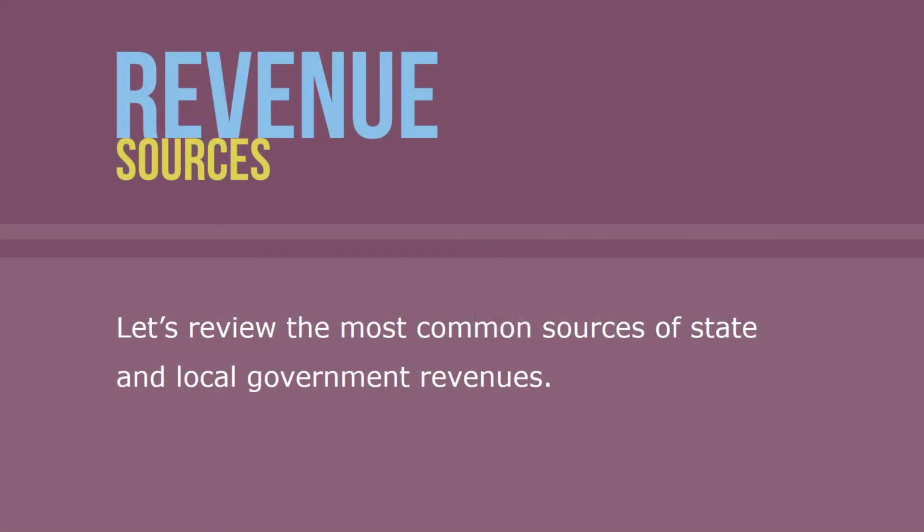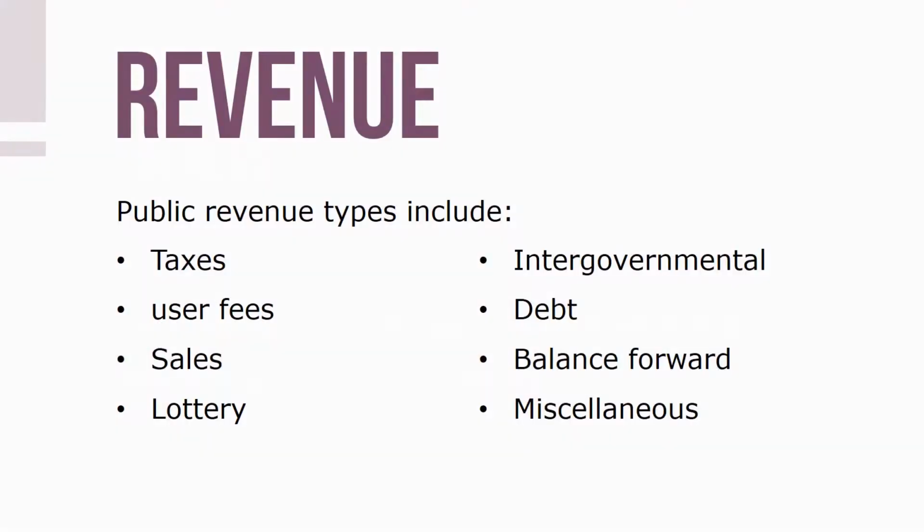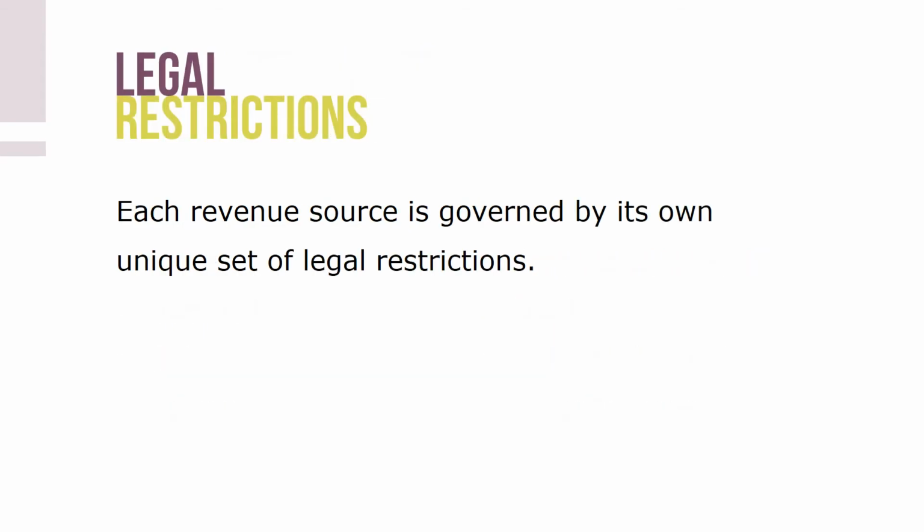Let's review the most common sources of state and local government revenue. Public revenue types include taxes, user fees, sales of products and assets, lottery and gaming revenue, intergovernmental transfers, debt instruments, balance carried forward, and other miscellaneous revenue. Each revenue source is governed by its own unique set of legal restrictions.